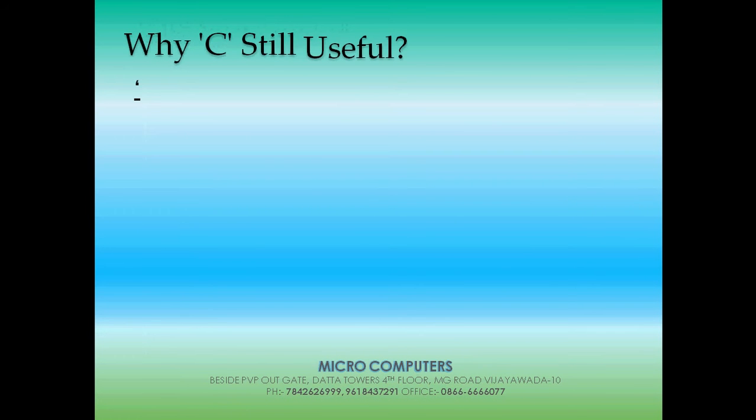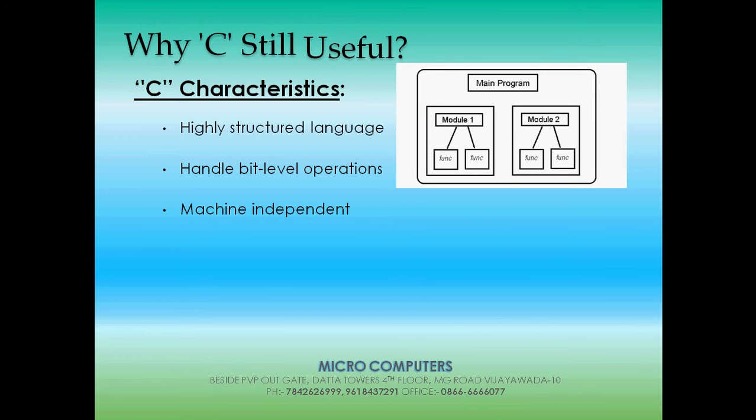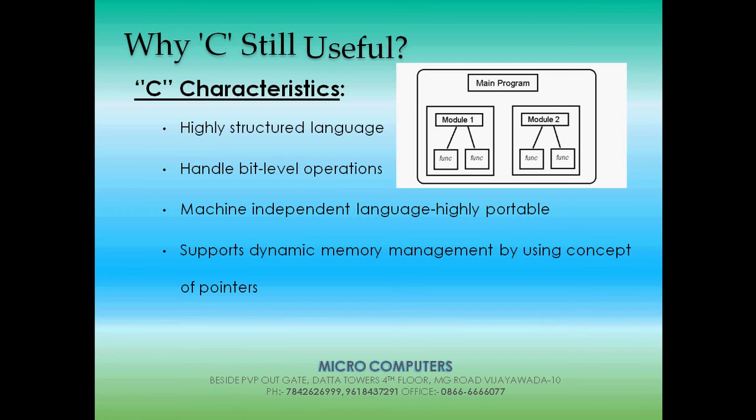Why is it still useful? C is still used in different areas due to its characteristics. C is also known as a structured language as it breaks the problem into simple and smaller modules. As you can see here, the main program is divided into smaller modules like this: module 1, module 2, and in this we can write many functions, like n number of functions in a module. A module is nothing but we can also call it a function.